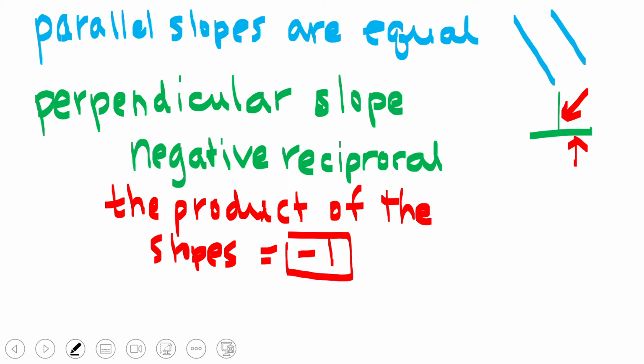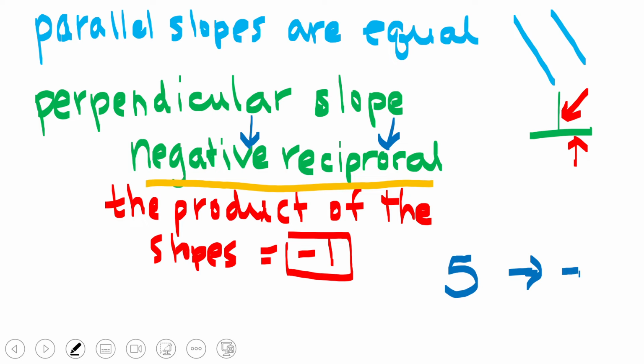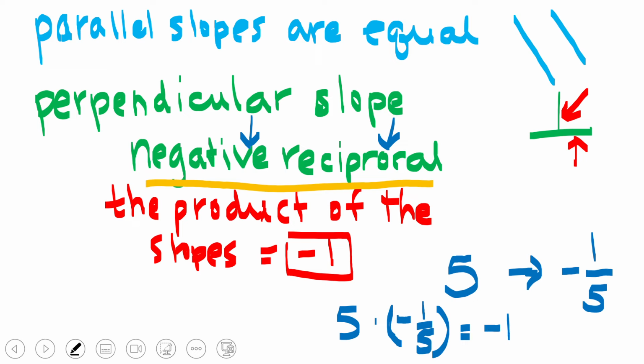So let's explore this negative reciprocal a little bit more. For instance, if you had the number 5, what is the negative of 5? Well, it's negative 5, so we address the negative part. But what's the reciprocal? Flip it over. So the negative reciprocal goes to negative 1/5. And then, if you multiply 5 times negative 1/5, the product of that is negative 1.